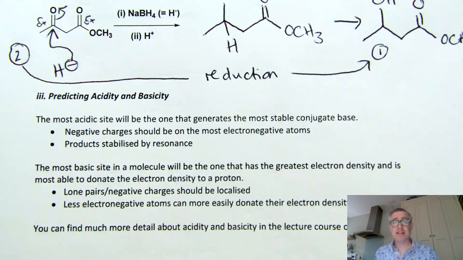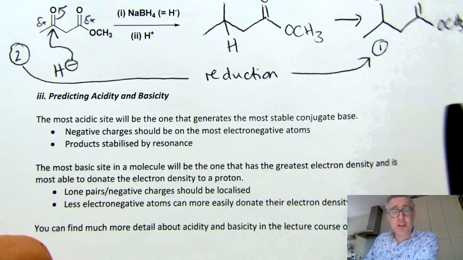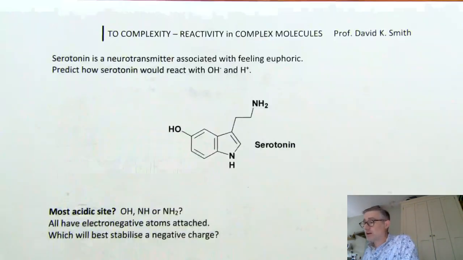The most basic site in a molecule will be the one that has the greatest electron density and can donate it to a proton. So you want your lone pairs or negative charges to be localized. And again, less electronegative atoms can more easily donate their electron density. It's a bit like the arguments about nucleophiles. And we're going to just look at one example of a molecule to see how we can predict that out.